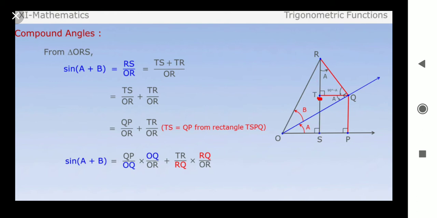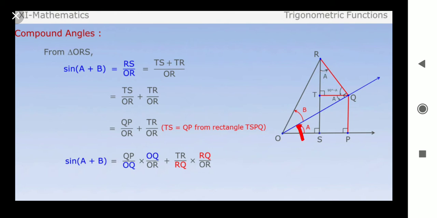And now see that this TQ and OP are parallel. So the angle this one and the angle this one both are alternate interior angles. So if this one is A, this one will also be A. And now it is a 90-degree angle, and this is A and this is also a 90-degree angle. So this part will be 90 minus A. This one is A, so this one is 90 minus A, and this one is 90, so this one will also be A.